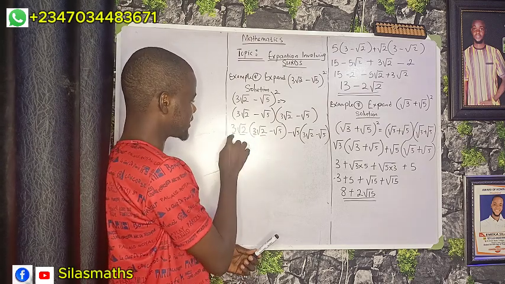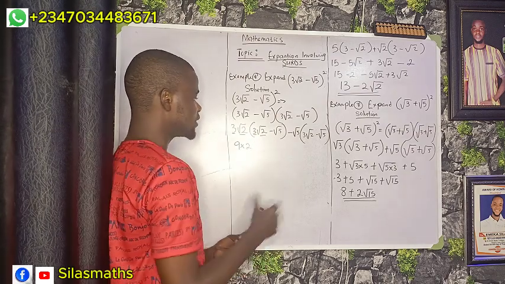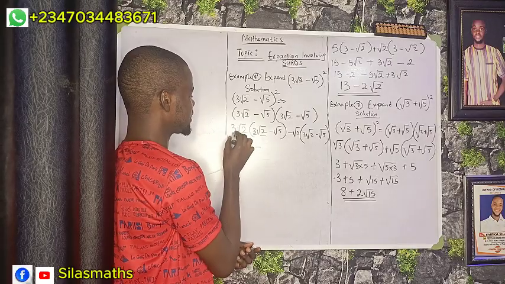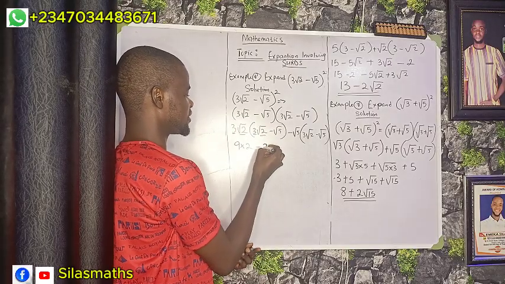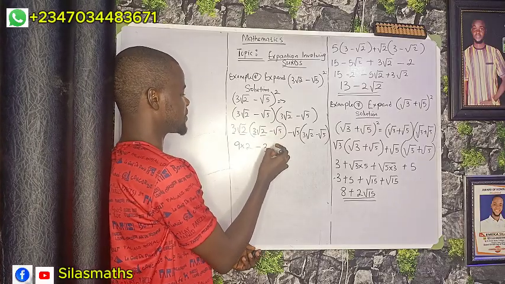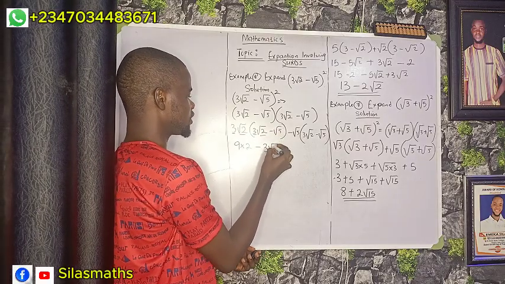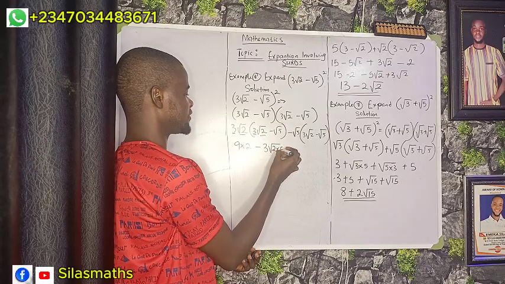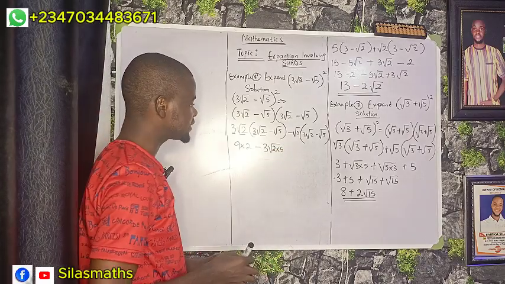Go over to the second part. 3 times the coefficient of this is minus 1, so I'll put my minus. 3 times the coefficient of this is going to give me 3, while root 2 times root 5 is going to give us square root of 2 times 5. Perfect. Yes, that's how we expand.